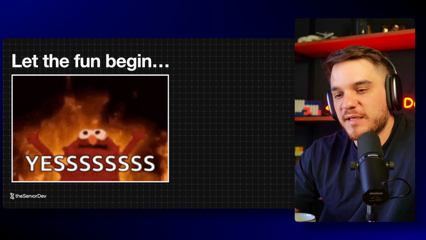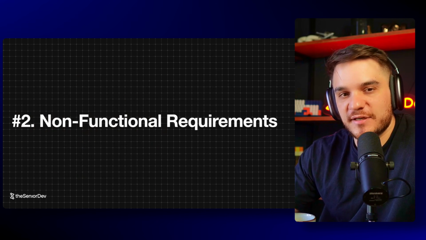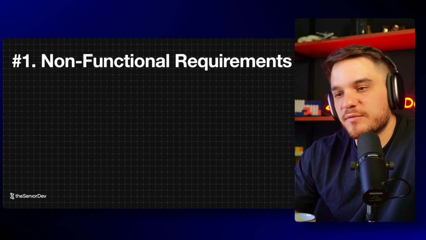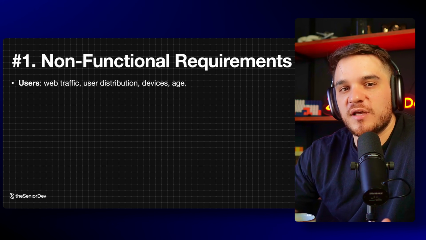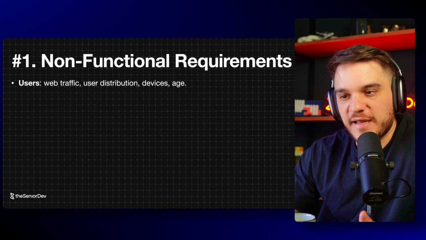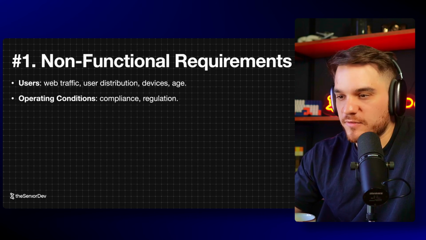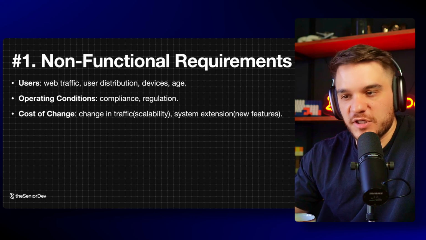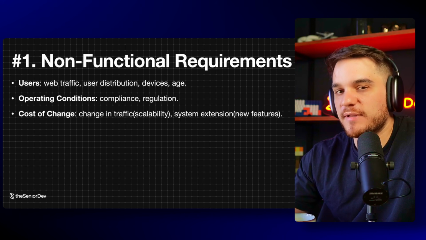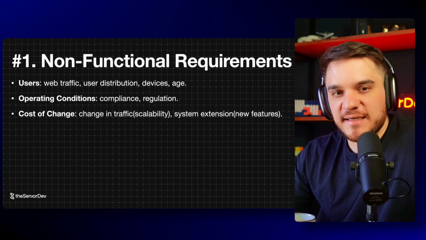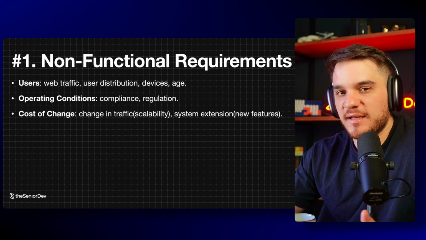And now it's when we actually begin the real system design, because we start talking about non-functional requirements. So non-functional requirements are about things like the users, the user distribution, the devices they use, the age they have, the operating conditions of the application like compliance or regulation, and the cost of change. So can we add more users without having to change our application? That would be scalability. Or how easy is it to add new features and extend the system?